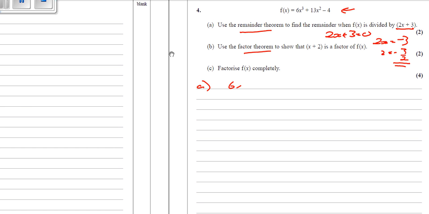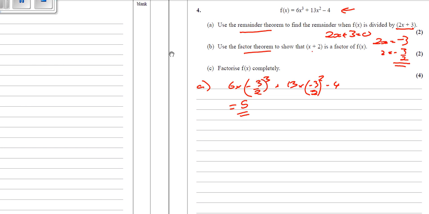So you're going to have 6 lots of minus 3 over 2 cubed plus 13 lots of minus 3 over 2 squared minus 4. Remember to put the fraction in brackets because it's negative. So when you square it, it's obviously going to get rid of the negative sign. And then if you shove that into your calculator and press equals, you should get the remainder as 5.